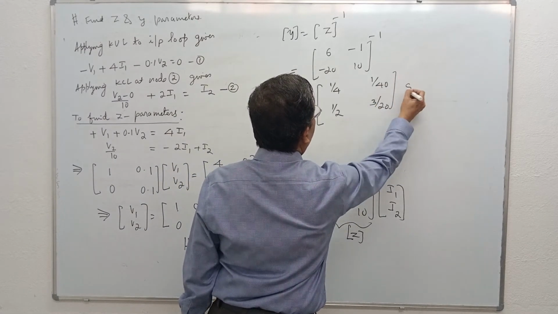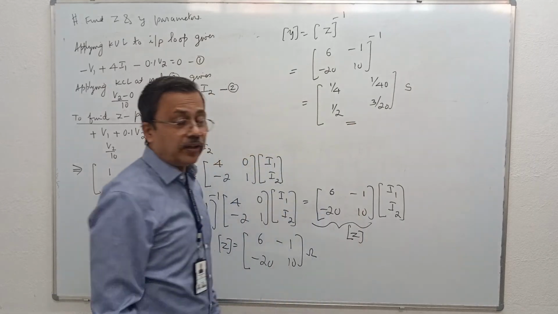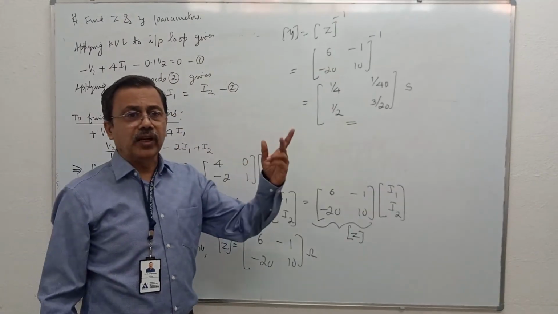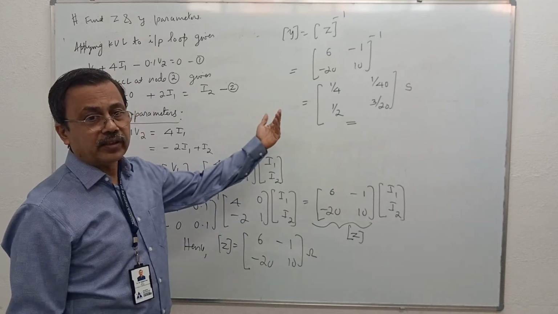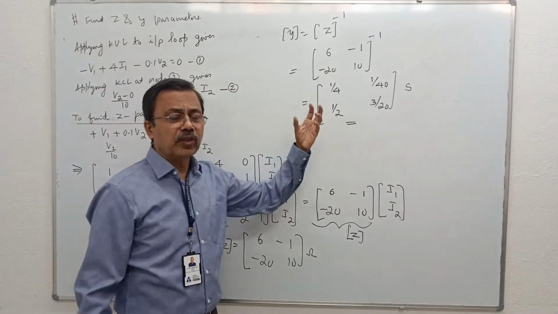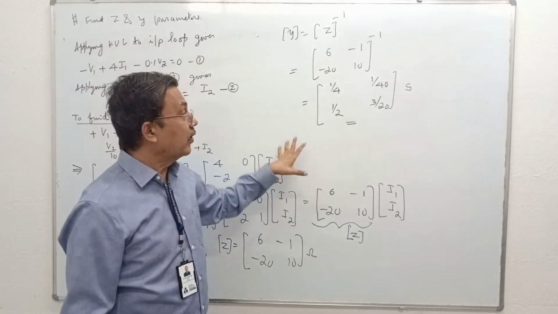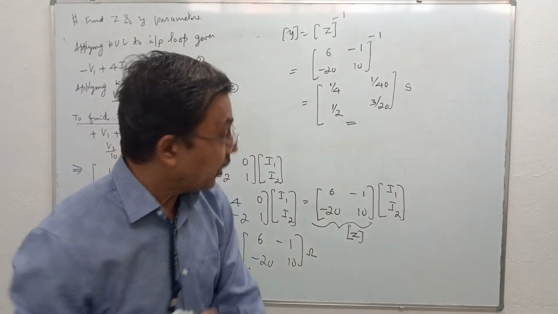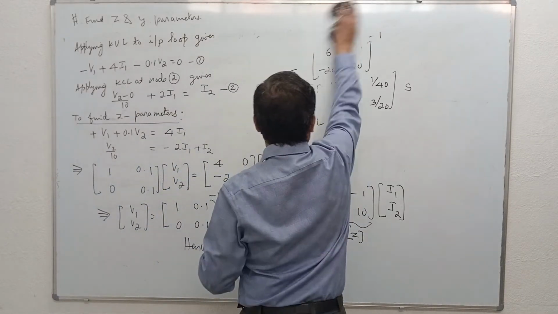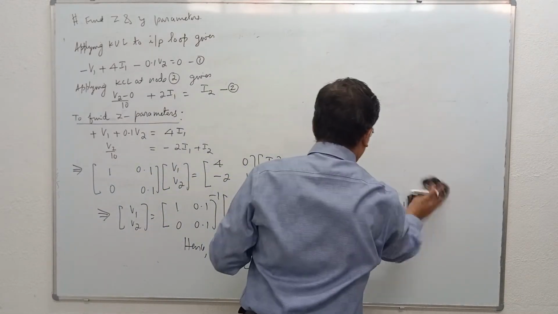So many Siemens. I taught you in the class how to find the inverse by using adjoint and determinant, also by using a calculator. Any one method you can adopt, but using a calculator is the best method. Okay. I will go to the next parameter. That is H parameters or hybrid parameters.